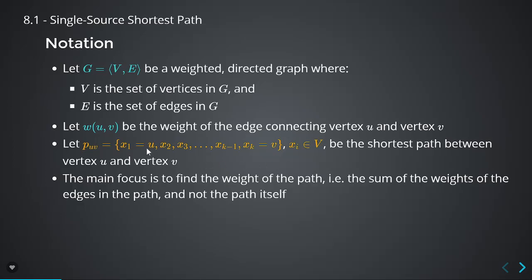So the x_i's are variables to represent the vertices in the shortest path, with x_1 being U and x_k being V. So there are k vertices in the shortest path here. Now, even though I define P_UV like so, we're actually going to worry about finding the weight of the shortest path and not the path itself. Usually it's not too hard to find the path anyway, but you do have to do something extra to get it. So in most of the algorithms that we're doing, we're only going to be looking for the weight of the shortest path and not the actual path.